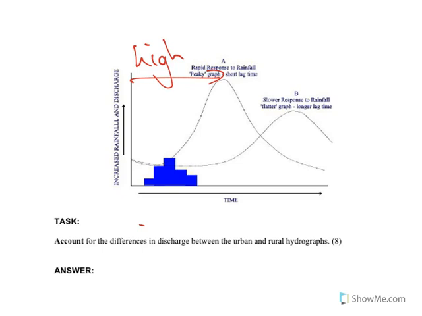Okay, that's also why there is a short lag time. There's a short lag time in this particular diagram because the water's being directed by drainage systems of cities to the river very quickly. Okay, now let's have a look at River B. River B's a bit different. River B has a much lower peak and it's got a much longer lag time.